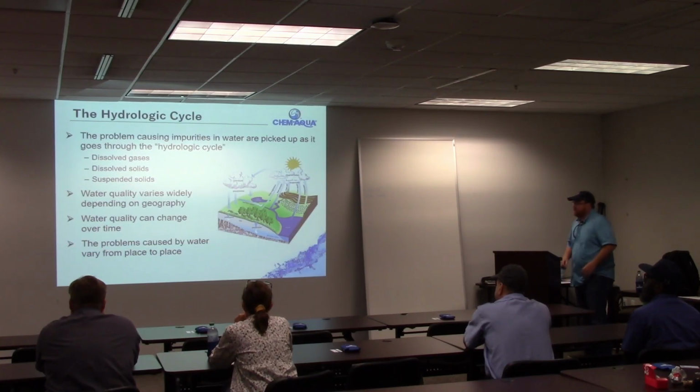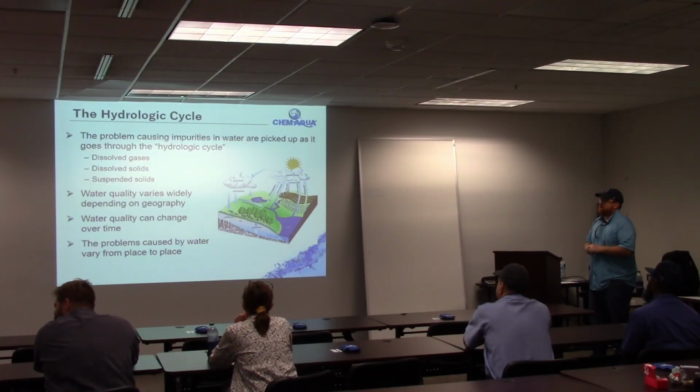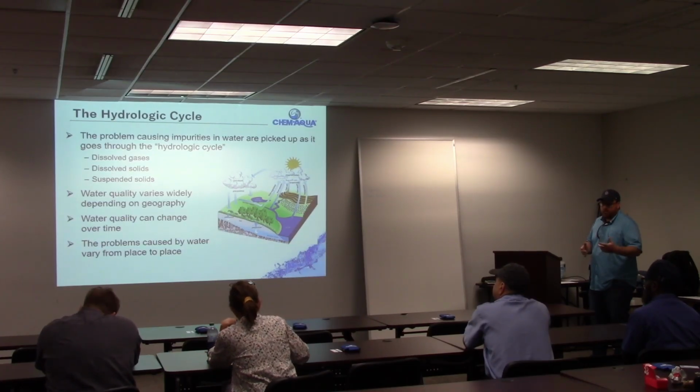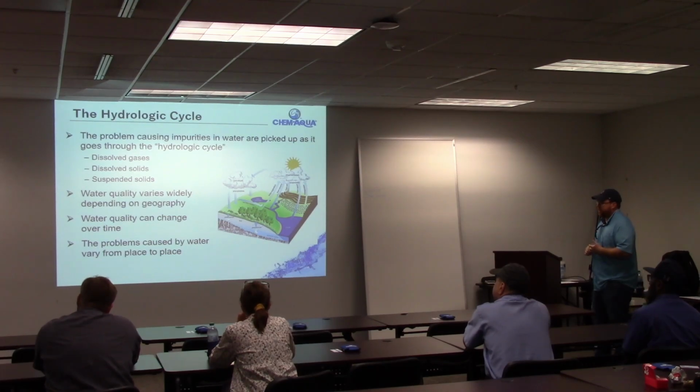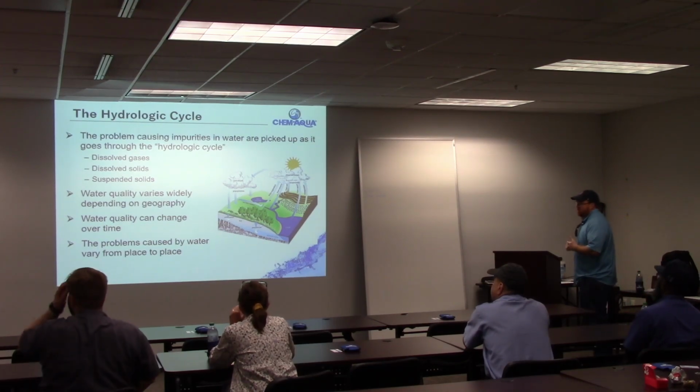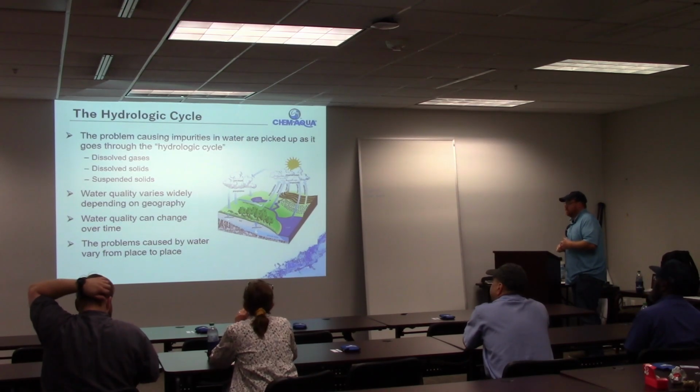So basically, as water evaporates from streams, rivers, oceans, whatever it is, as it goes through the hydrologic cycle, it picks up dissolved gases, dissolved solids, suspended solids. All these things can end up causing problems when it comes to industrial water treatment. And everywhere has different water quality for a variety of different reasons.